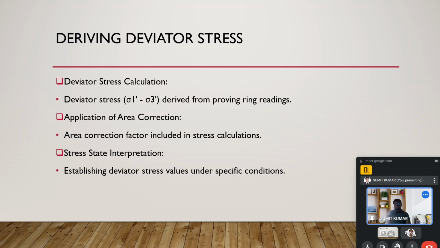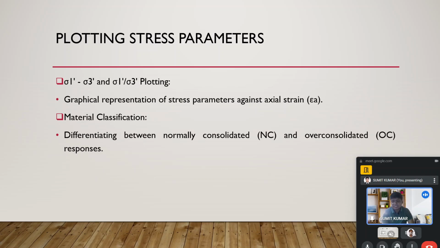The deviating stress is nothing but sigma 1 dash minus sigma 3 dash, derived from the proving ring reading and the application of area correction. The area correction factors include those terms. We applied the load at which the failure takes place to that corrected area, and we found the stress at which the failure takes place. Hence, with the deviating stress, we are able to get the value of sigma 1 dash by adding the value of sigma 3 dash to the deviating stress.